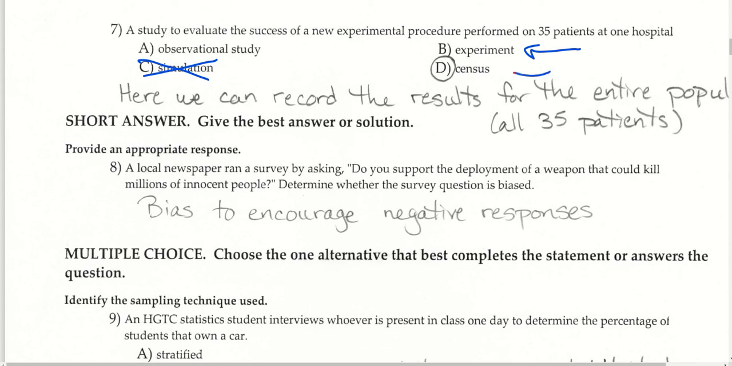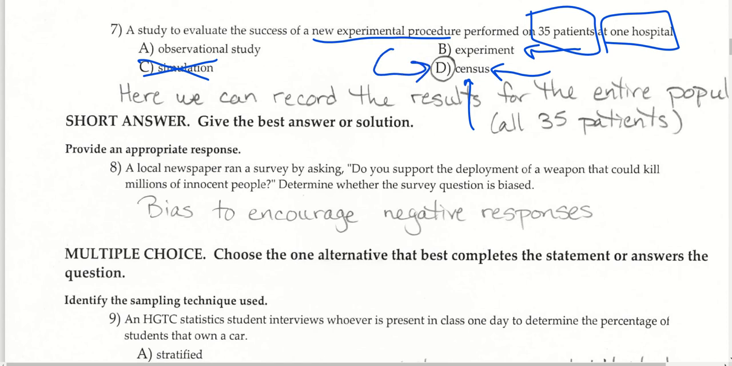It also has some aspects of a census. Okay, but now census, while it is the correct answer given by the textbook, it's a little bit wishy-washy because whenever we talk about a census, it would include all of the values of the population. So we would have to have information on all of the individuals that would receive this new experimental procedure. Okay? If the new experimental procedure is only done at this one hospital, and 35 people were the only people that received the treatment, then this would qualify as a census.